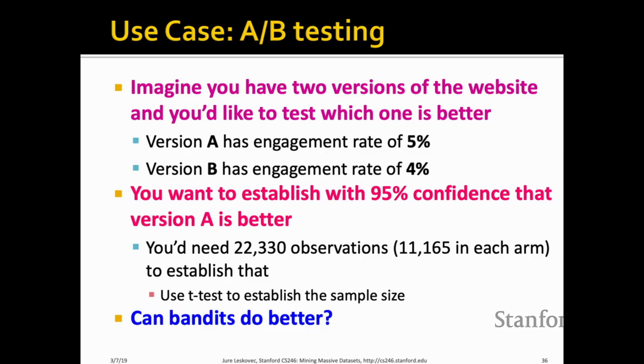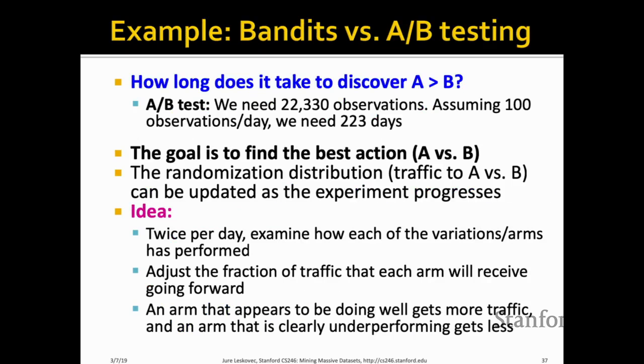Now, can we do better with what we've seen today? Can we collect fewer observations and still reach the right solution, okay? So in the case of A/B testing, say your website receives a mere 100 page views per day, then you're going to need more than 200 days to complete this whole test. And if you're a startup, you probably cannot afford to wait 200 days to find out what is the best UI for your product, okay? So you want to make this happen much faster. So how do we do that, okay?